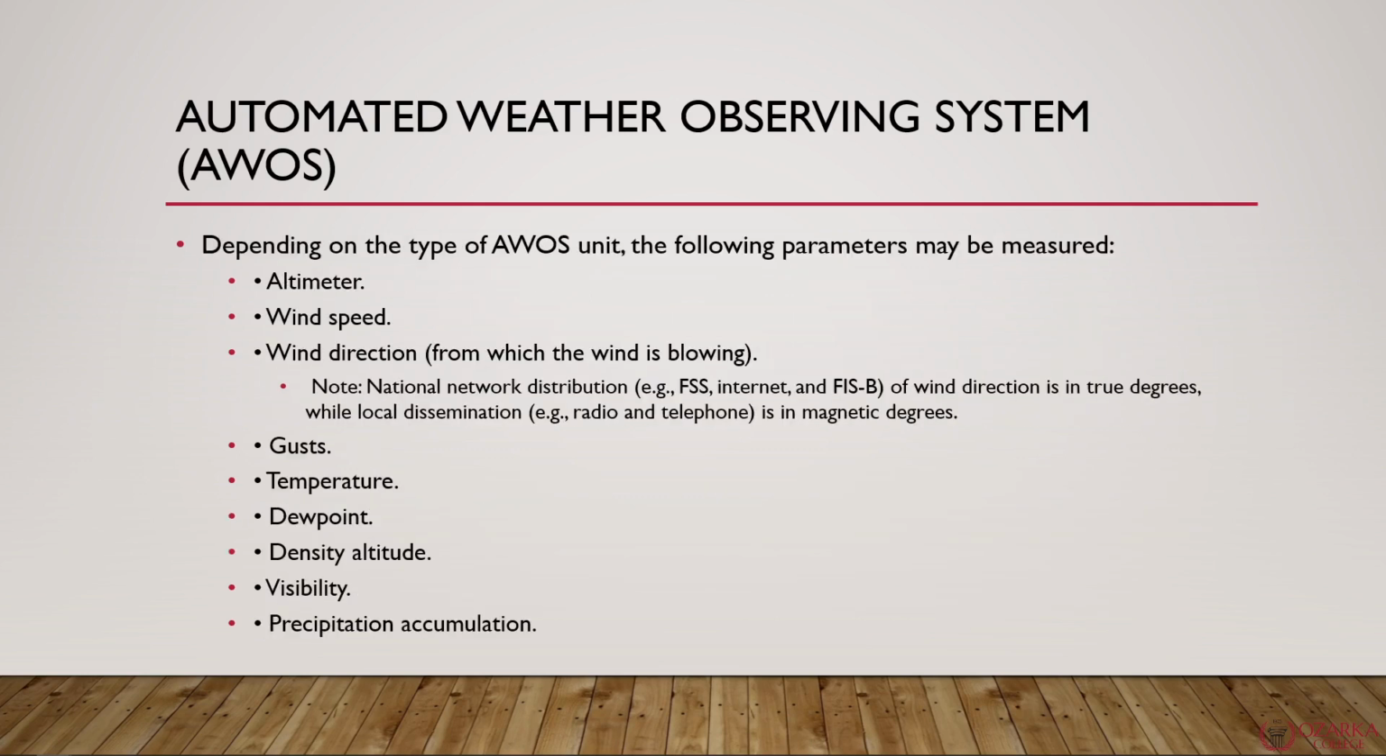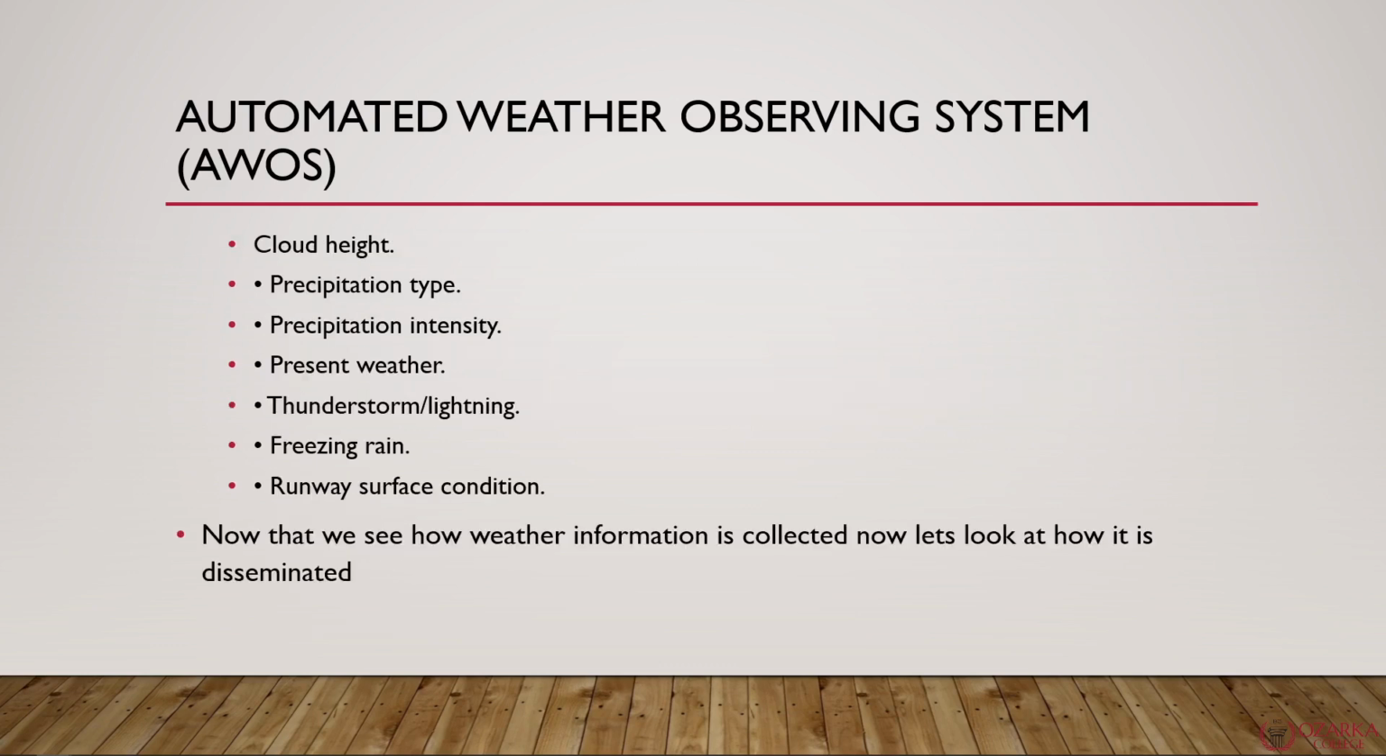Now depending on the type of the AWOS unit, the following parameters may be measured. Altimeter, wind speed, wind direction from which the wind is blowing. Okay, it touches the ground, so it's a magnetic direction. Gust, temperature, dew point, density altitude, visibility, and precipitation accumulation. Cloud height, precipitation type, precipitation intensity, present weather, thunderstorm, lightning, freezing rain, runway surface conditions. So now that we've seen how the weather information is collected, let's look at how it's disseminated.